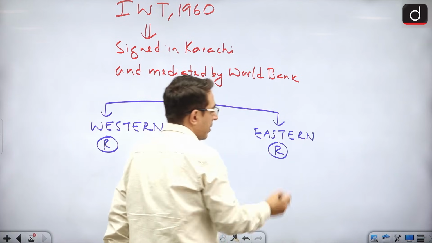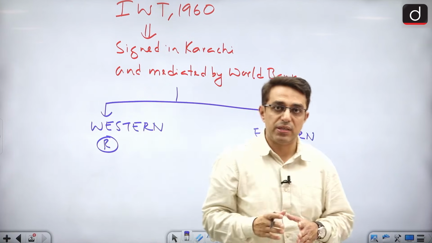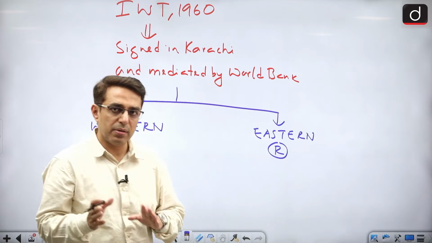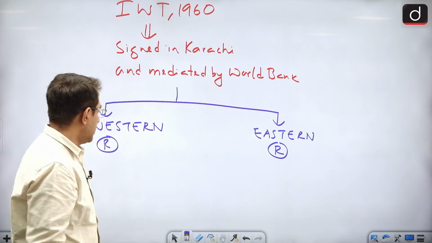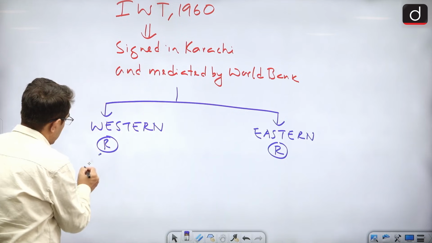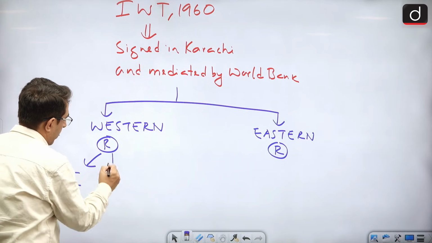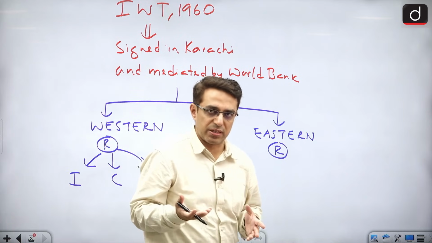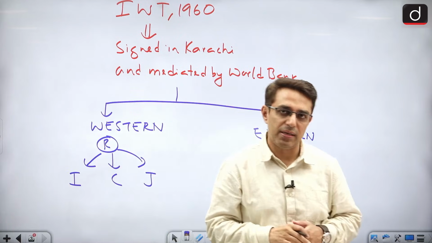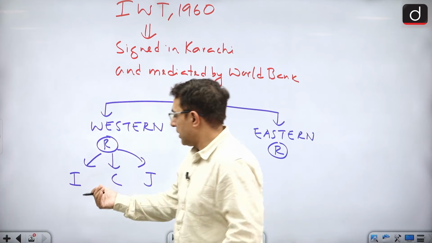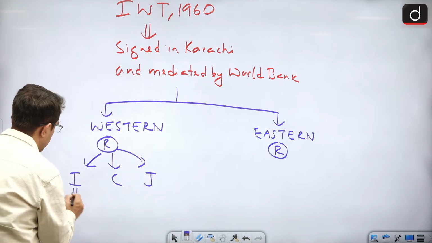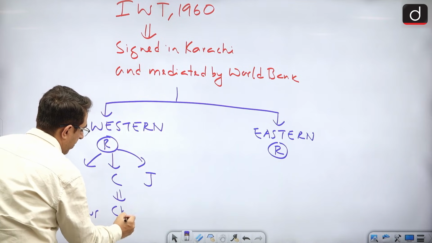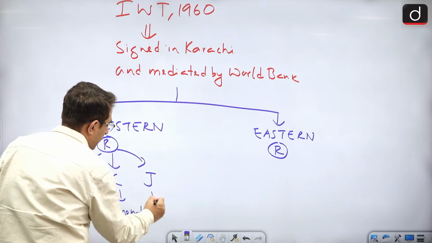Right? So from exam point of view, we should also know which are the western rivers and which are the eastern rivers. An easy way to remember the western rivers is ICJ. So you remember ICJ, and ICJ we can remember as International Court of Justice, right? So I is for Indus, C is for Chenab, and J is for Jhelum.